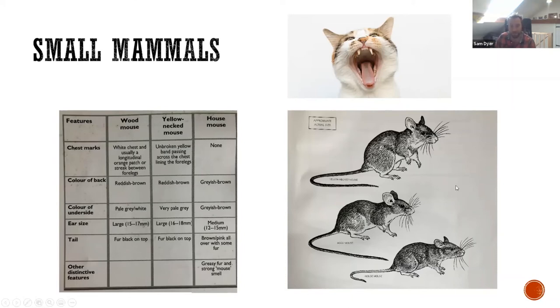But if we have a quick look at the identification features between the house mouse and the wood mouse. With the wood mouse, these large ears are quite distinctive. The wood mouse is kind of reddish brown as opposed to a greyish brown. The smaller ears of the house mouse compared to the larger ears of the wood mouse are a very useful identification feature as well, and the tail is probably the obvious key one, where the tail of the wood mouse is black on top and lighter underneath, whereas it's brown or pink all over with some fur on the house mouse. So I really would encourage house mouse records to be submitted, just because there are so few of them.